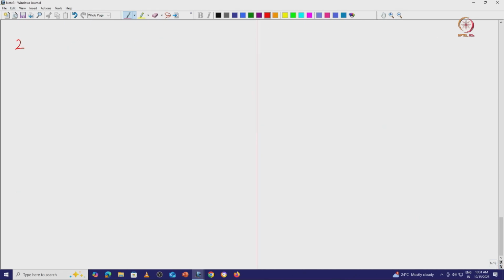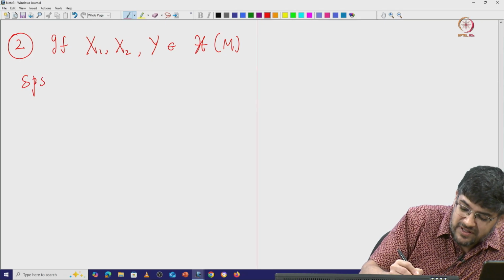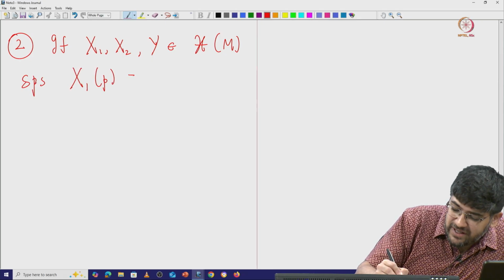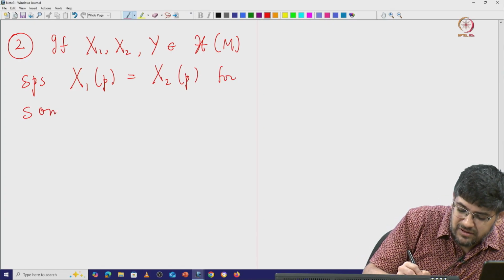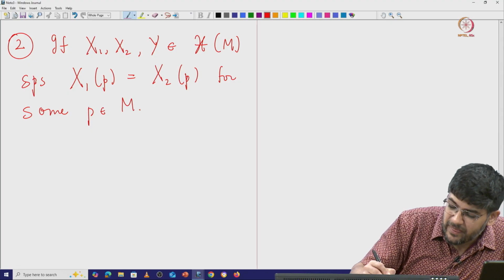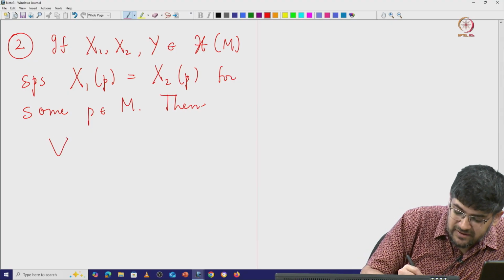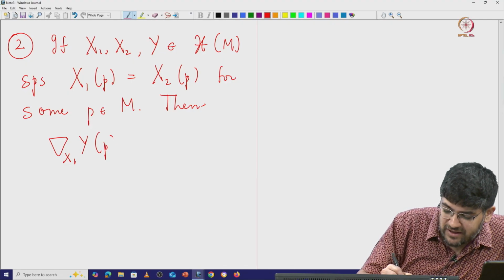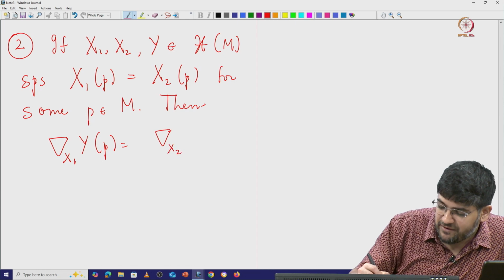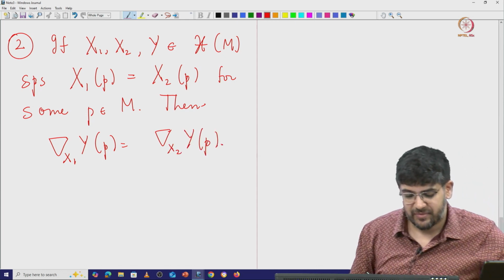Okay, and the second part is that if x1, x2 and y are vector fields, and suppose at a single point x1 is equal to x2, then at that point the derivative of y with respect to x1 will be the same as the derivative of y with respect to x2. Okay.